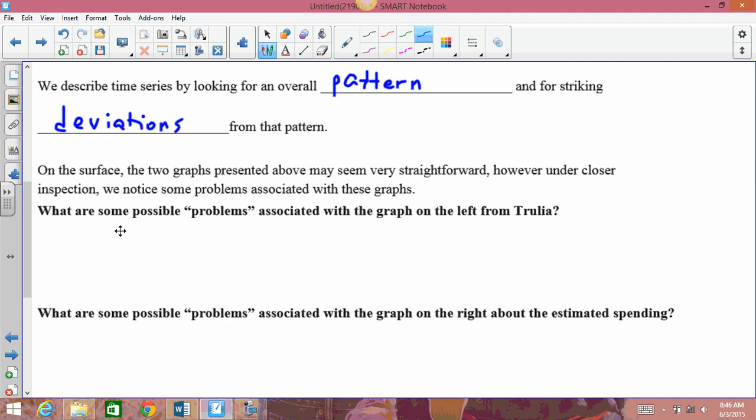If you were to see those graphs online, which is where I pulled them from, you might say, hey, they're pretty straightforward, I sort of get it. But if you look at it a half a second longer, I'm hoping that you're seeing some of the problems associated with those graphs.